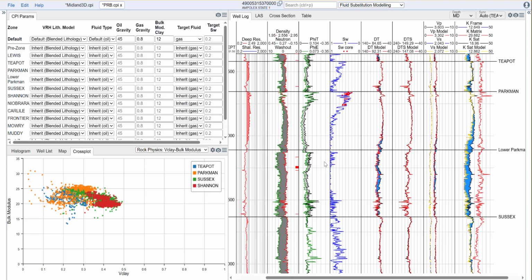Once again, this is a quite advanced module, even though it has relatively few parameters that need to be set in it. So as you're going through your interpretation, if you're going to be integrating with seismic and you want to understand how compressional and shear wave velocity may change with fluid saturation, this is where you would come to help understand that.